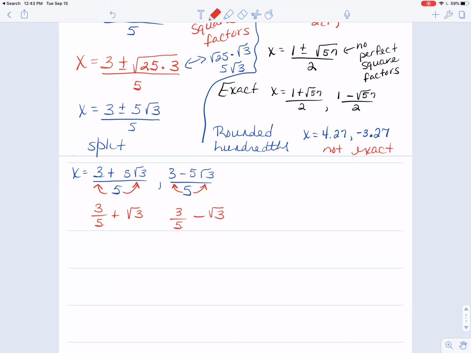All right, so the 5s would only cancel out on that side. So 3/5 plus or minus. Let me just show you. It would cancel out there. So then you would still need to write it this way. So this is your exact answer.